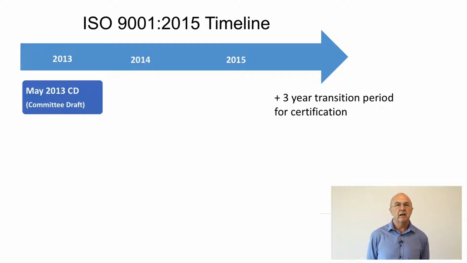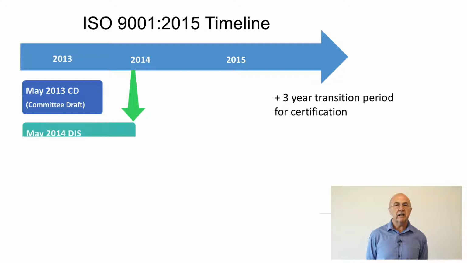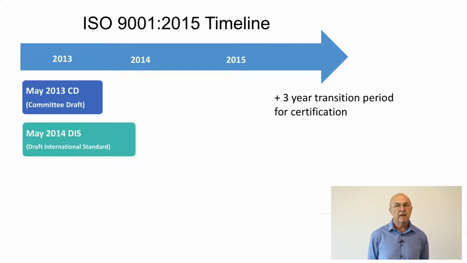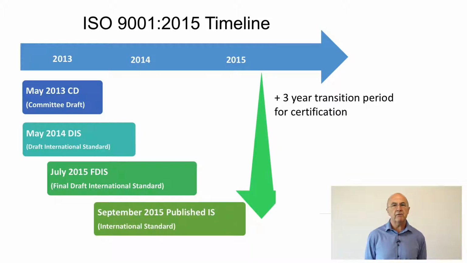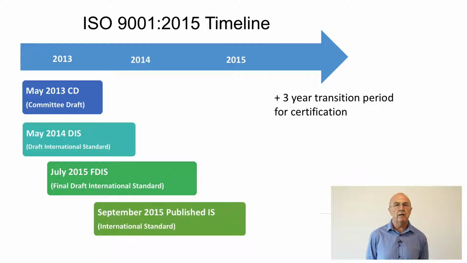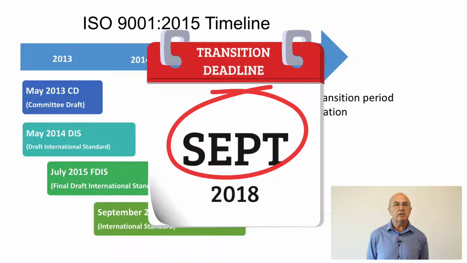In May 2013, we saw the committee draft for the ISO 9001:2015 revision. That then moved on to the draft international standard, which was published in May 2014. In July 2015, we saw the final draft international standard. And finally, in September 2015, we saw the publication of ISO 9001:2015. As with the revision in previous editions, the International Standards Organization developed a 3-year transition program for organizations certified to ISO 9001:2008. So that 3-year revision started in September 2015, and all organizations certified to ISO 9001:2008 have to make the transition to ISO 9001:2015 by September 2018.